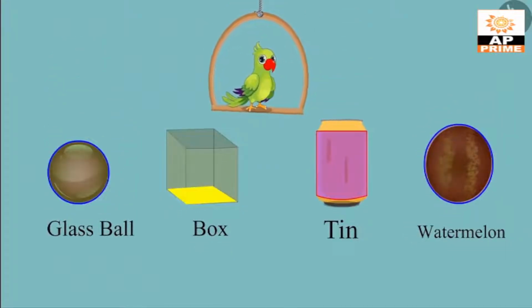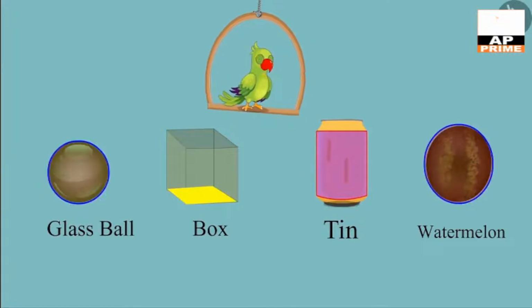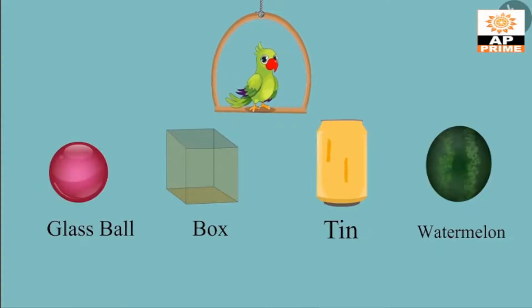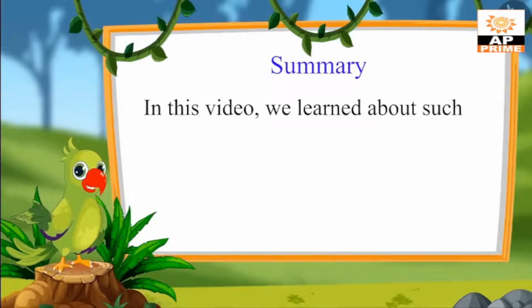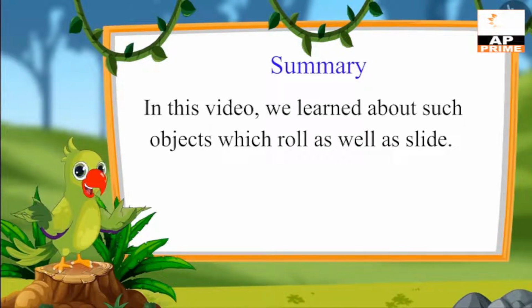So kids, you saw that some objects can slide and even roll because some of their surfaces are round and some surfaces are not round. So kids, that was all for today. In this video, we learned about such objects which roll as well as slide. I hope you have understood this topic very well.